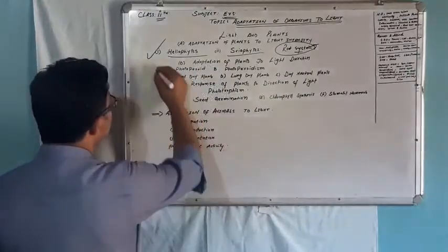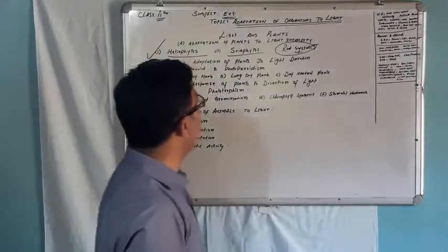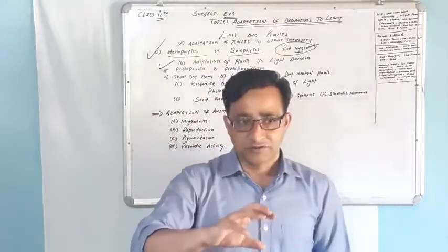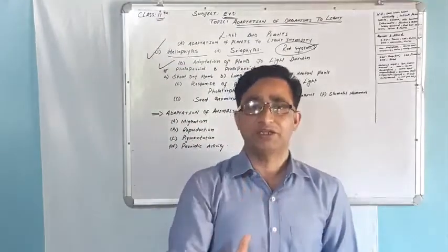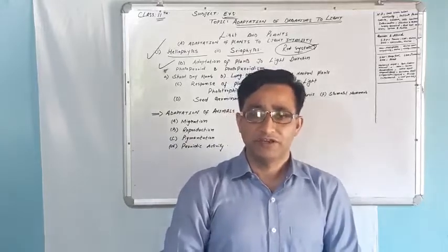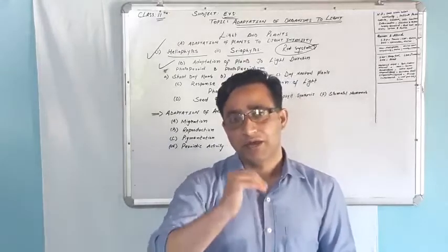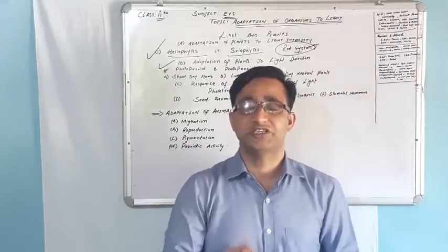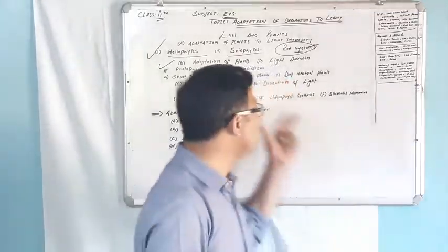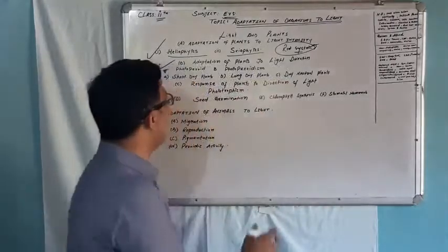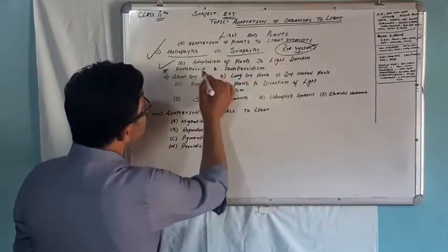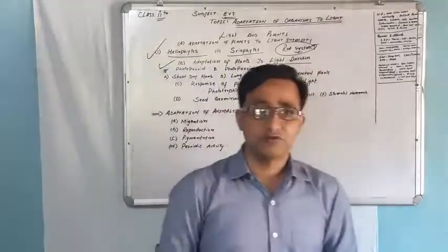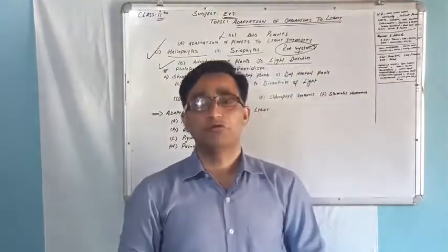Now, another adaptation shown by the plants towards light is that the duration of the light also has an effect upon the flowering as well as the germination of seeds in plants. The duration of light. Now, first we must know what photoperiods are.